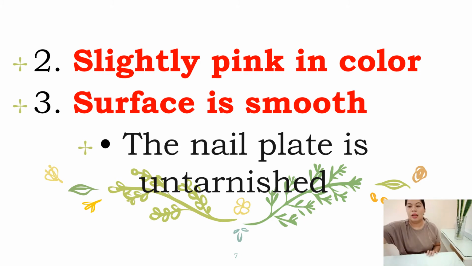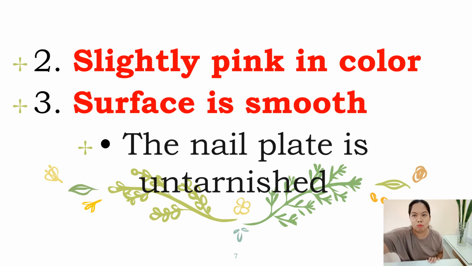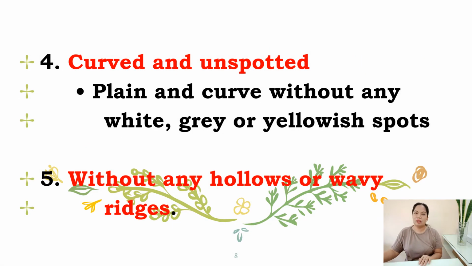Okay? And then we have the surface is smooth. Our nail plate should be smooth, very smooth, untarnished. And then we have the curve and unspotted. The curve of our nail should be a true curve. If the curve of your nail is reversed, it is called spoon nails, and it is not healthy. So, plain and curved without any white, gray, or yellowish spots.